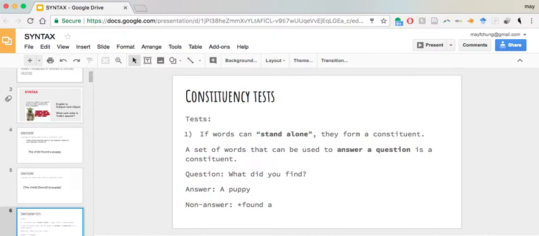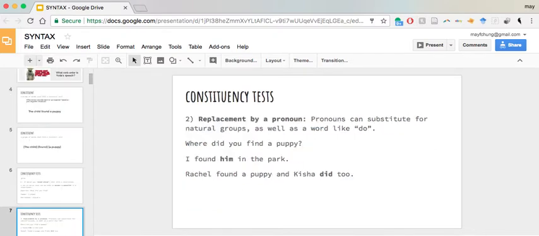And then for someone to answer, "found a." It makes better sense for you to go through and say, oh, a puppy. So that's just like a question-answer test to try to figure out if something is a constituent or not.